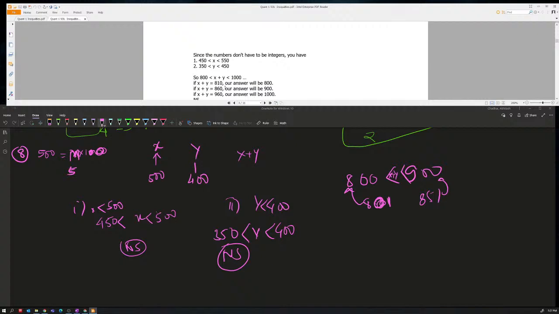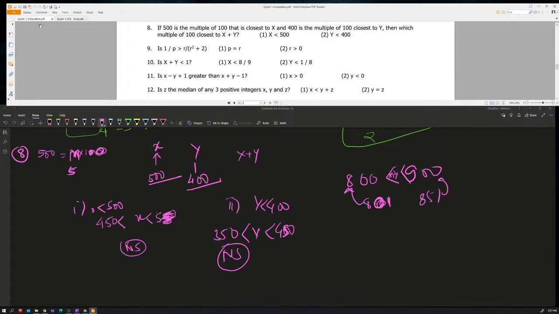If x plus y is 862 the answer is 900. If 960, the answer would be 1000. Okay, now this sum has become something wrong. This 500 is 550 and 450. Yeah, I knew I was making some mistake, it couldn't be that easy. This was a very easy question. Let's stop making mistakes from the next question.